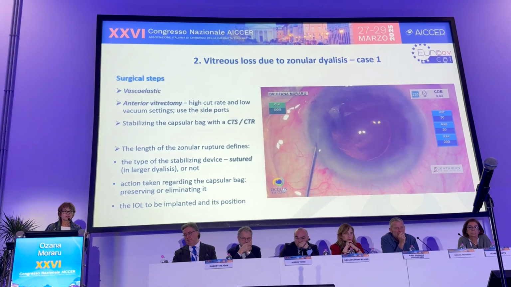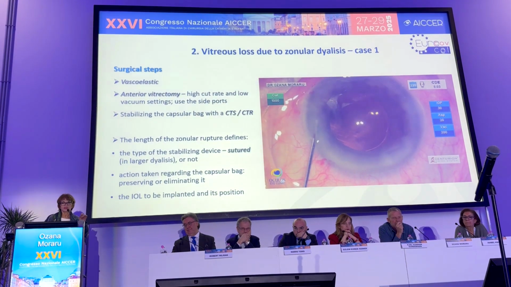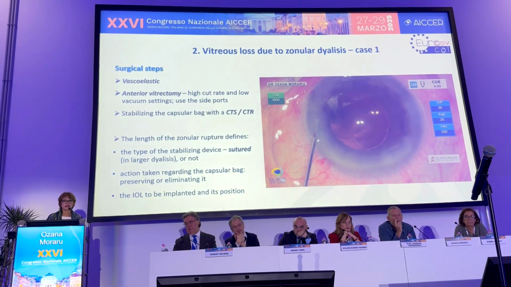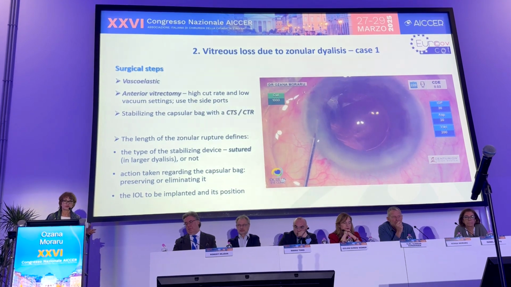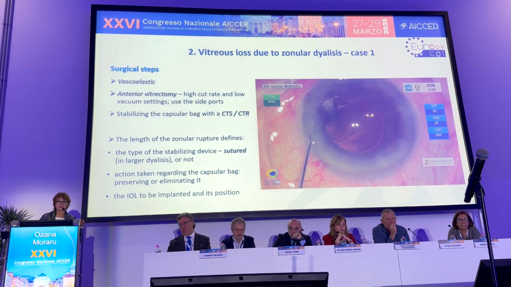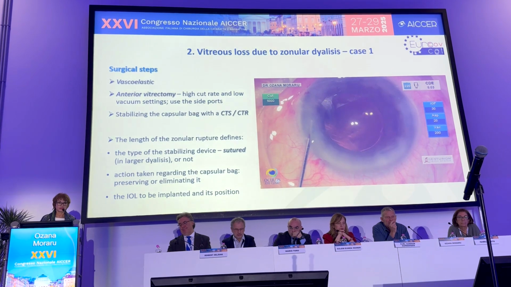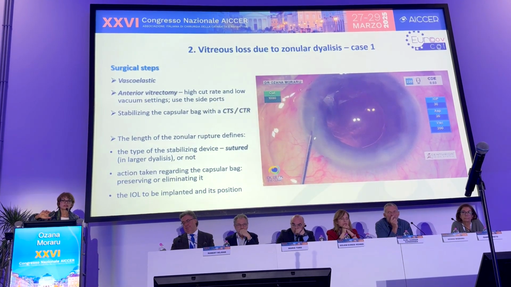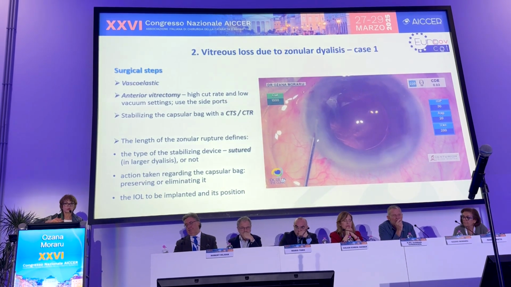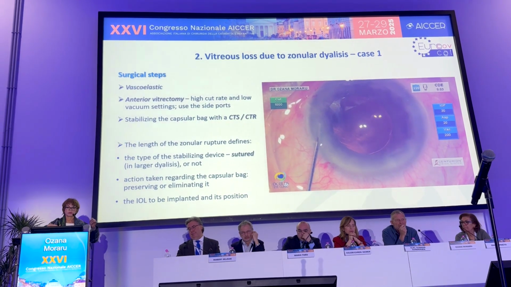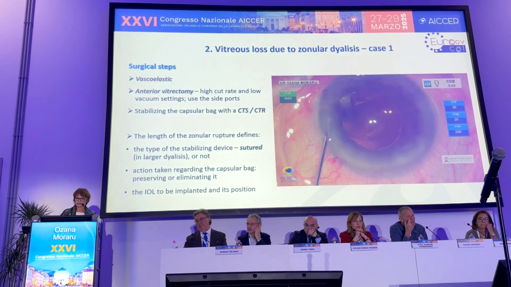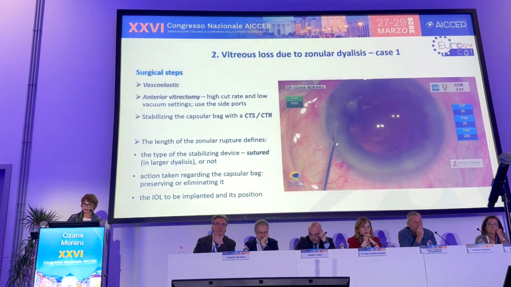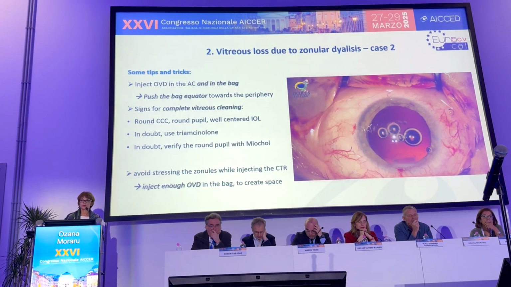At the end, maybe you notice, I had an irregular pupil at, let's say, the 2 o'clock hour. When you have this sign, you can either use triamcinolone to be sure, or you can use Miochol to constrict the pupil, or with a simple gesture like I did with a spatula, you just try to pull to see if there are some vitreous strands. There were vitreous strands which deformed my pupil. I put them in the center and cut them with the vitrectomy. At the end, you need to have a round pupil, a round capsulorhexis and a well-centered IOL in the back.